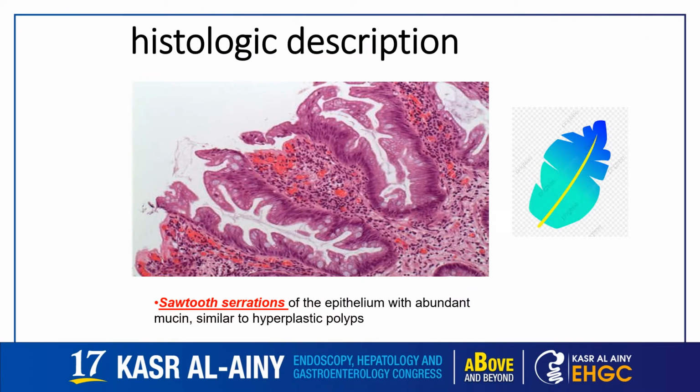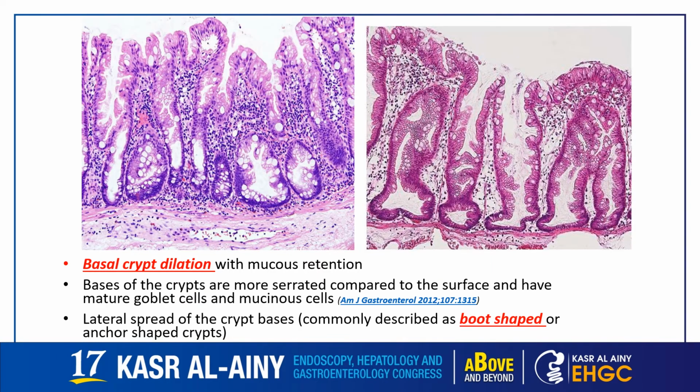And according to its name, sawtooth serrations is a characteristic histological feature. Also, among the most characteristic histological feature is basal crypt dilatation with mucus secretion, where the lateral spread of the crypt is commonly described as boot-shaped or anchor-shaped crypts.